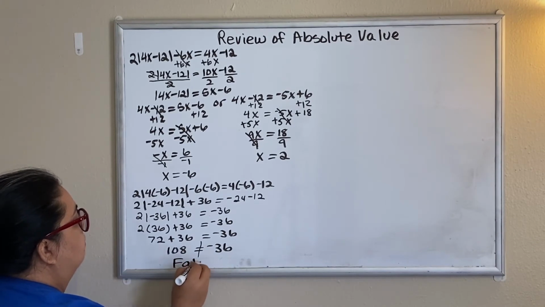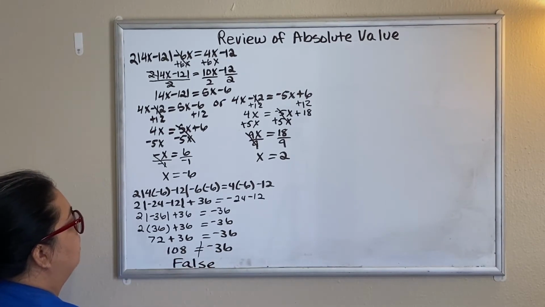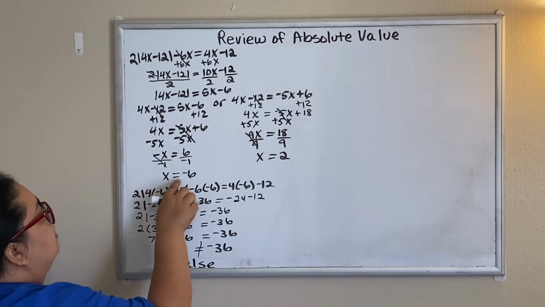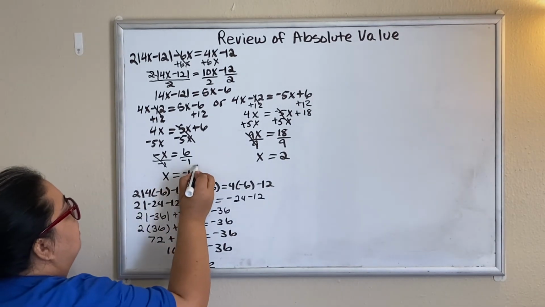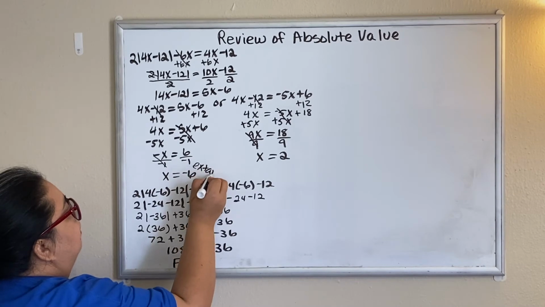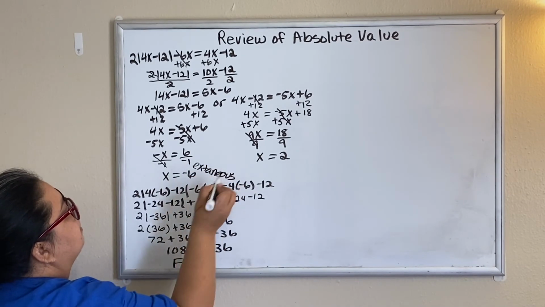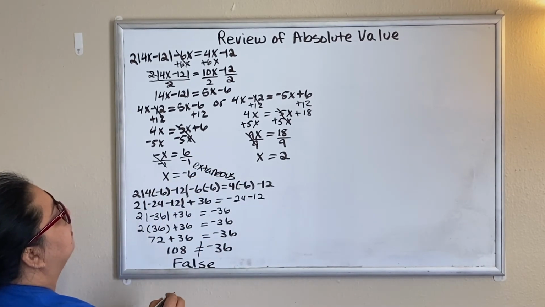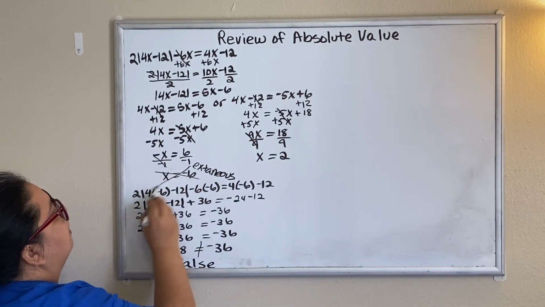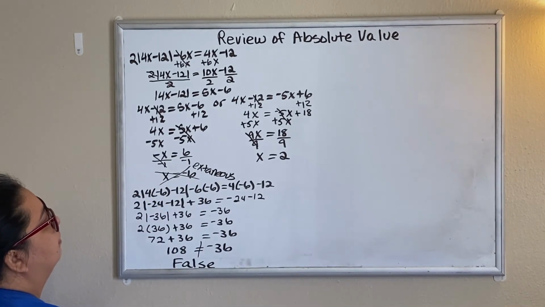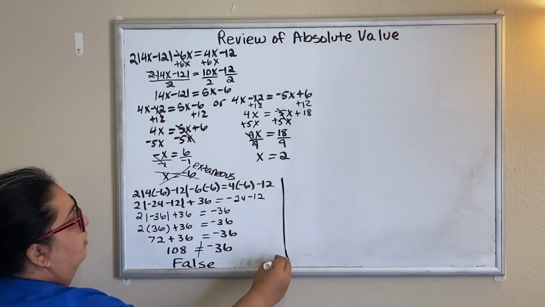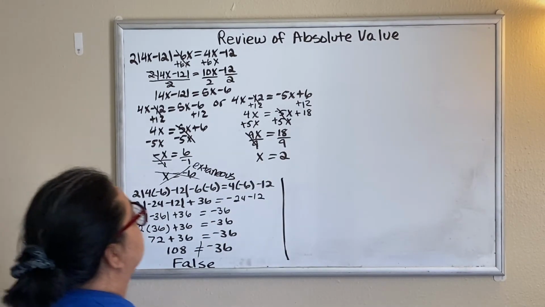This is false. So what that means is that x equals negative 6 is extraneous. X equals negative 6 is extraneous. So this is not a solution. So now let's check our other solution.